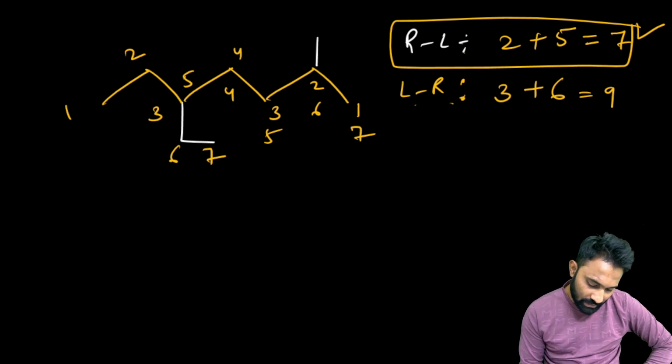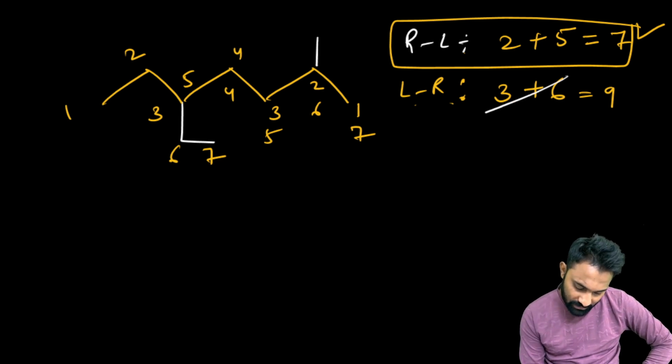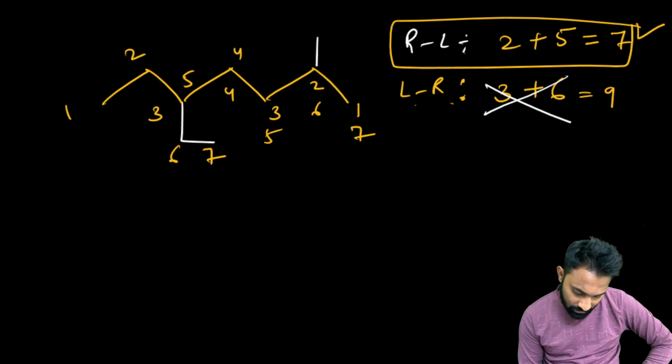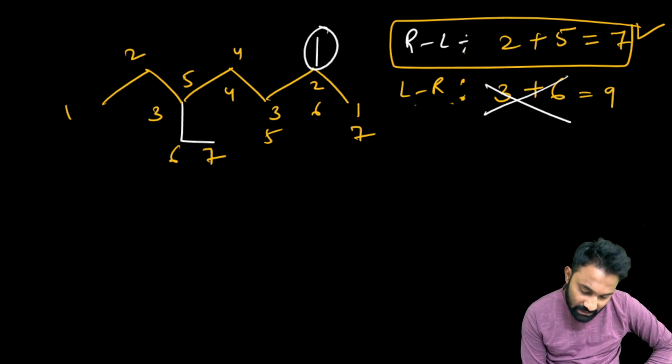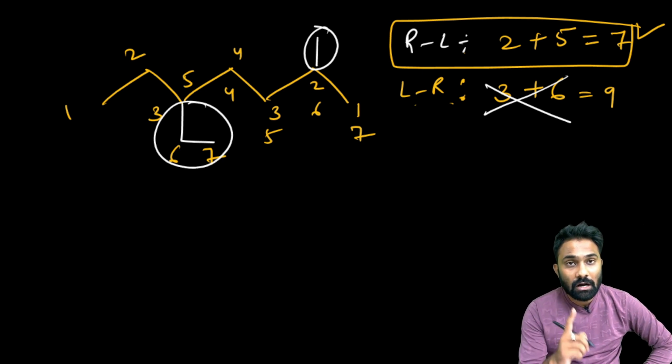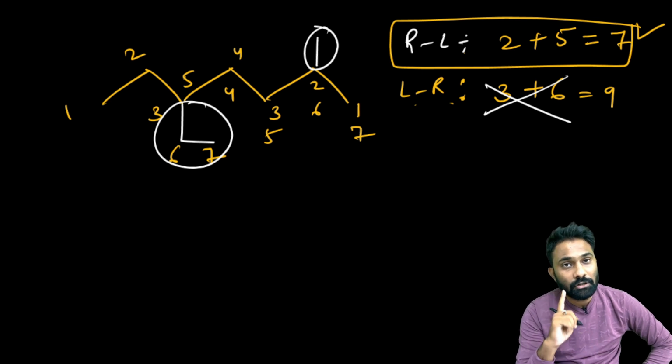Then how to name this one? This left to right numbering will be wrong. Here we are having the methyl substituent, and here we are having the ethyl substituent. So according to the alphabetical order, whichever substituent comes first, you have to write first in the IUPAC name.